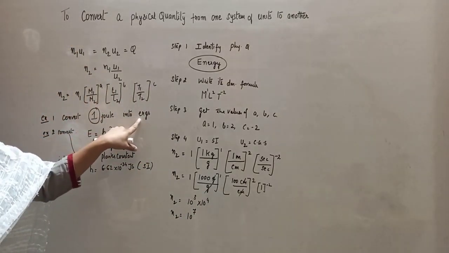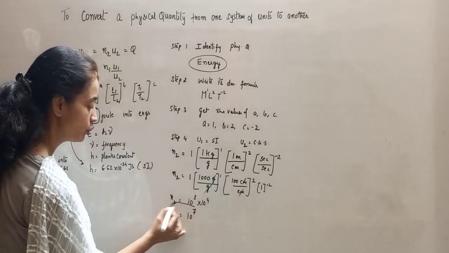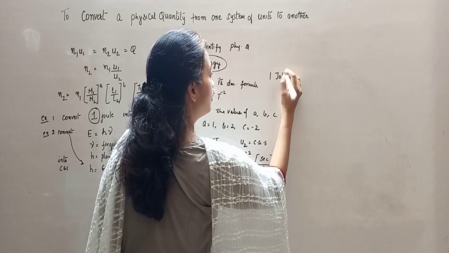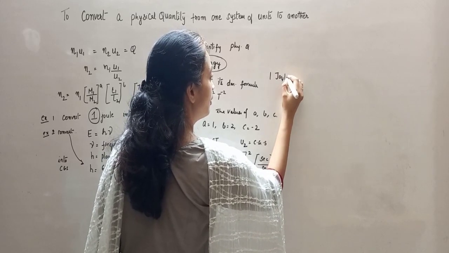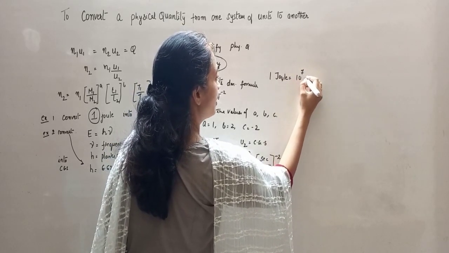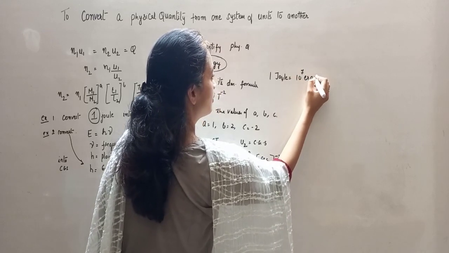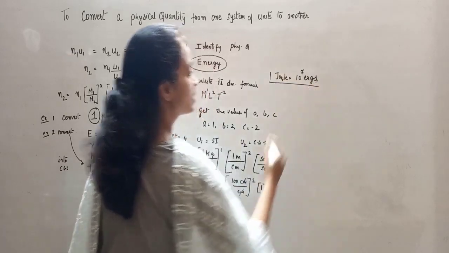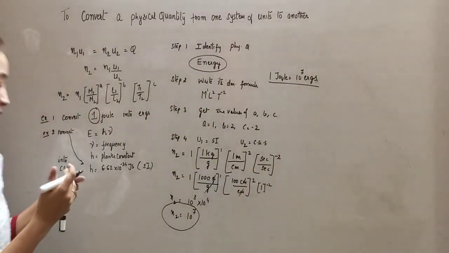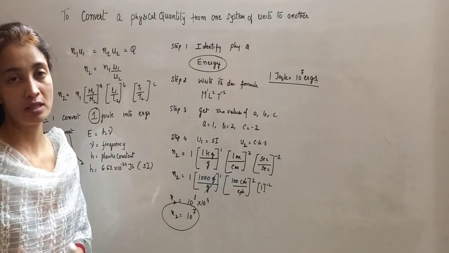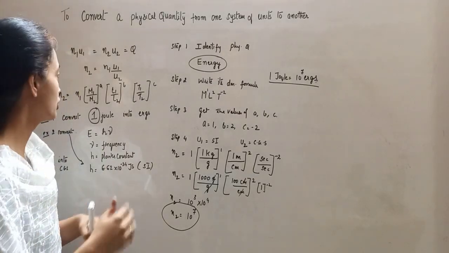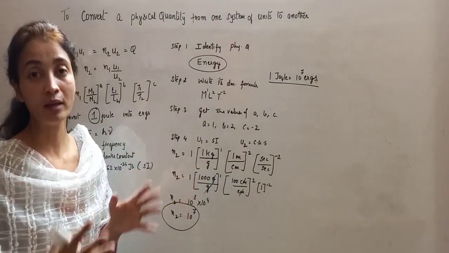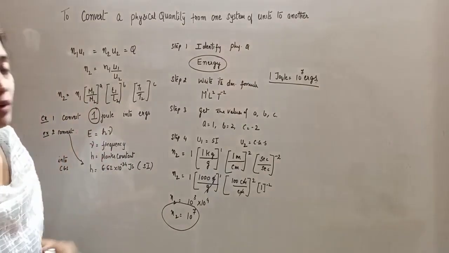Convert 1 joule into ergs. So I got the value in the second system as 10 to the power 7. That means 1 joule is equal to 10 to the power 7 ergs. This is the answer. And we have been doing this right from our junior classes, but those were quantities with which we were quite familiar. Now these are some quantities which involve more than one fundamental quantity in their dimensions. So this is how we go.